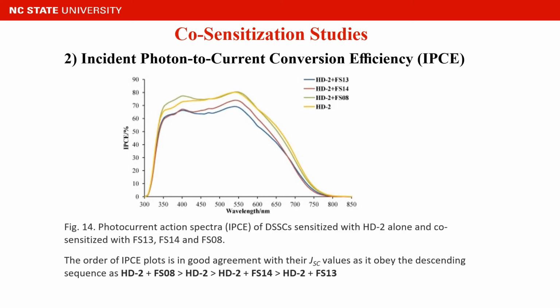This slide illustrates the photocurrent action spectra, IPCE, of the DSSC sensitized with HG2 alone and co-sensitized with FS13, FS14, and FS8. The order of the IPCE plots is in good agreement with their JSC values, and it follows the decreasing sequence: HG2 plus FS8 is more than HG2 alone, which is more than HG2 plus FS14, which is more than HG2 plus FS13.